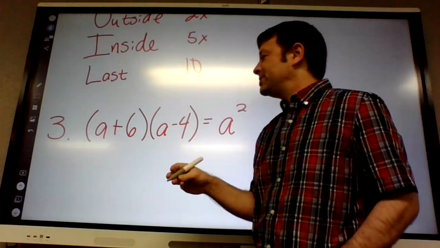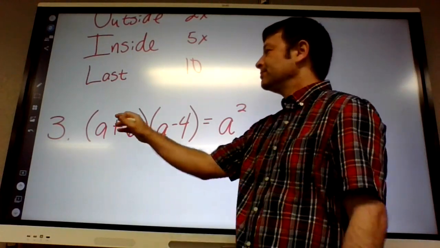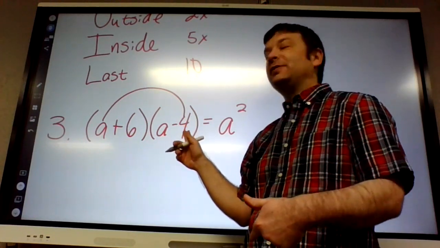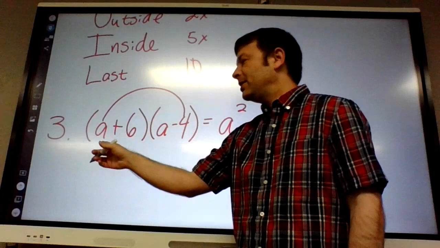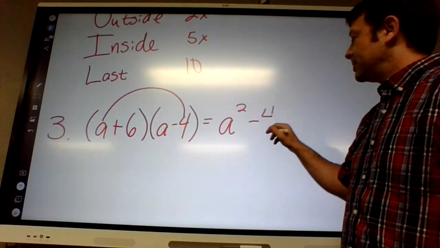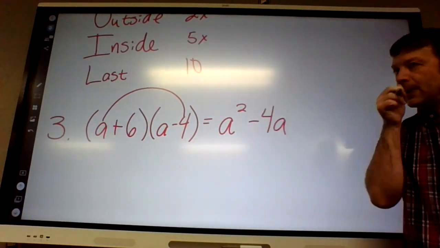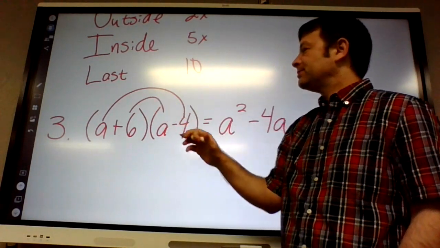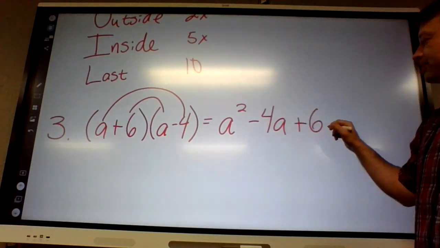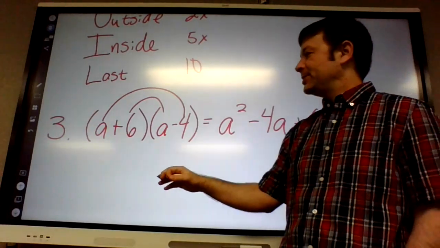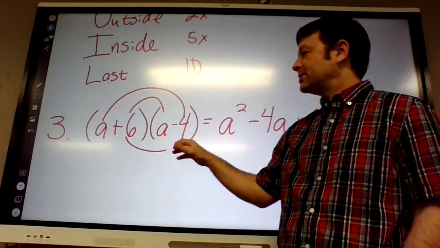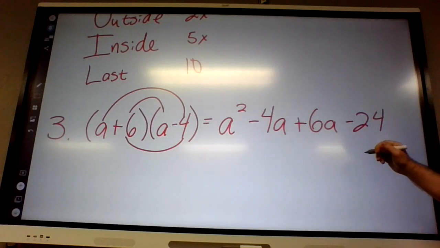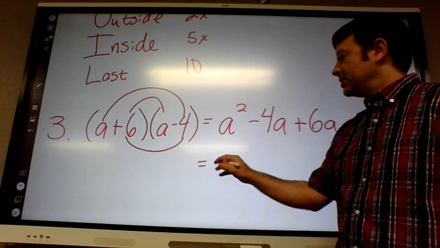Okay, what is outside? Negative 4a. Negative, right. This minus 4 you should think of as a negative 4. So negative 4 times a is minus 4a. What's the inside? Positive 6a, so plus 6a. And what am I missing? The last: 6 times negative 4. Minus 24. And then the final answer is a squared.